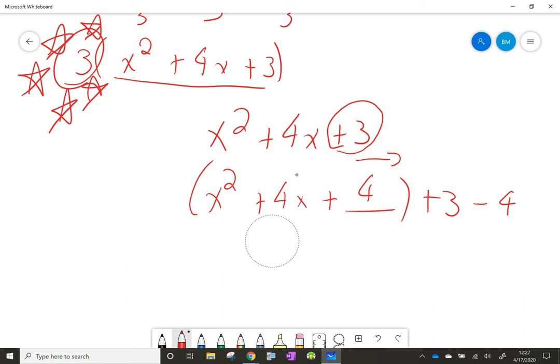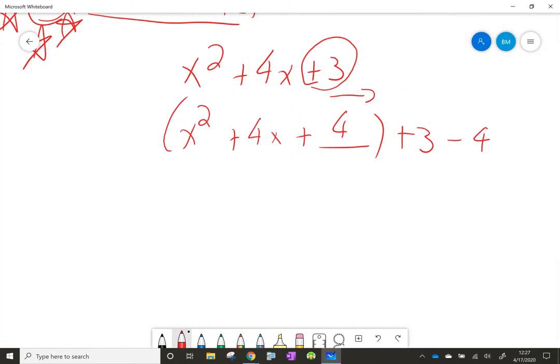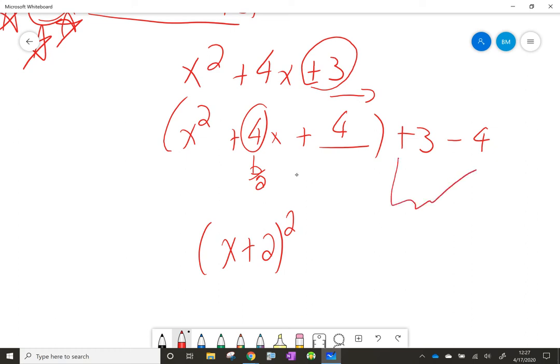So we have our equation, we just need to simplify. So remember, half of the b value, b divided by 2, half of 4 is 2, which means this will just be x plus 2 squared. And on the outside, the plus 3 and the minus 4 is going to be negative 1, so minus 1. So there's our factored form.